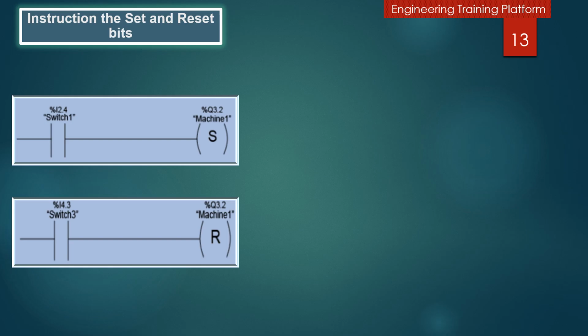0. In this example, when I 2.4 is set to 1, the normally open contact closes, there is power flow to the set coil instruction, and Q 3.2 is set to 1. Output Q 3.2 remains a 1 even if I 2.4 later goes to 0. When I 4.3 is 1, there is power flow to the reset coil instruction, and Q 3.2 is reset to 0.